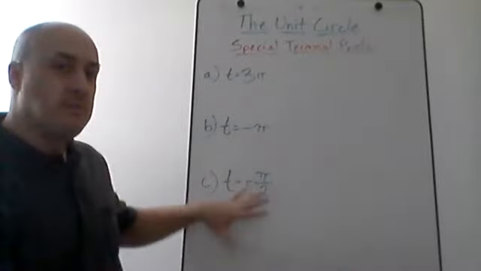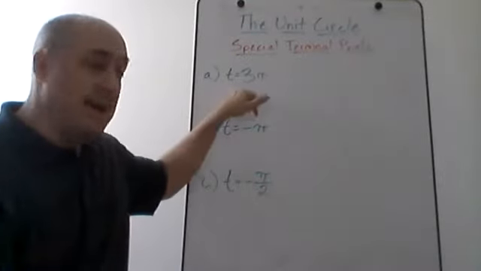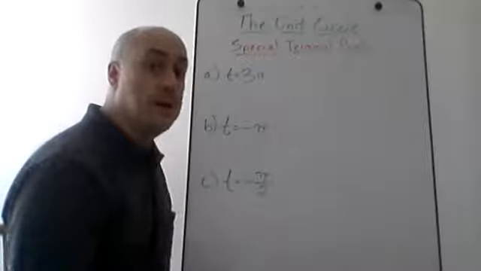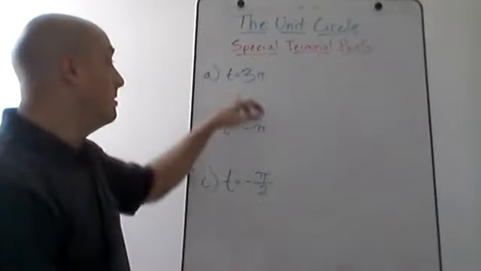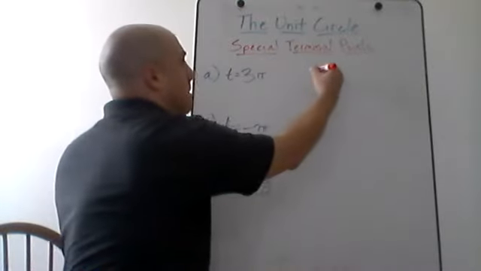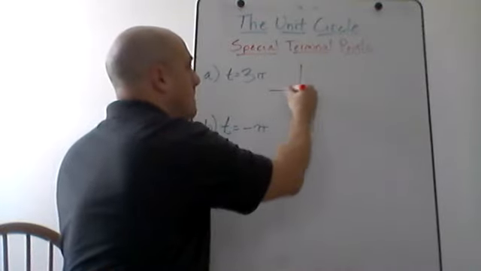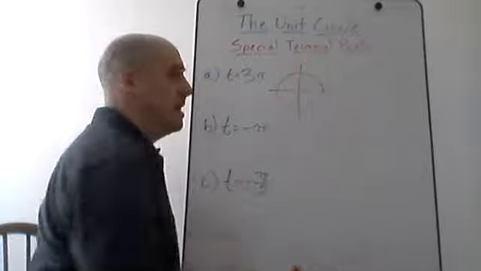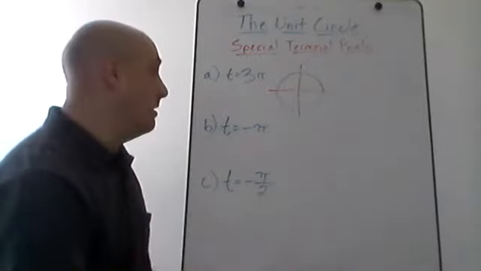All right, so I put up here 3 examples where we're given a t-value and we're asked to find the terminal point for that t-value on the unit circle. So the first one is t equals 3 pi. All right, so what I'm going to do here is draw a little unit circle, which is just the x and y axis and then the circle with the center on the origin.